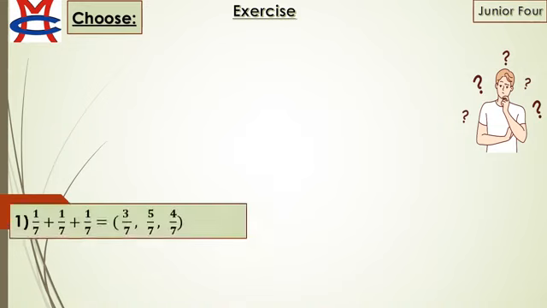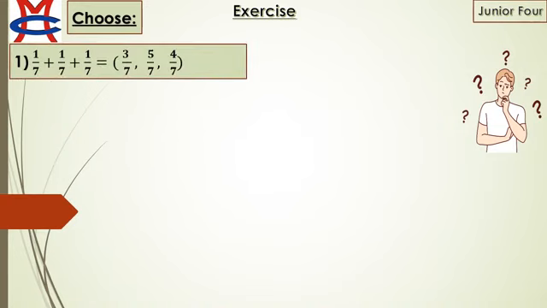We start with choose. Number 1, 1 over 7 plus 1 over 7 plus 1 over 7. We want to add the following fractions. You know that if we want to add fractions, we must have the same denominator. So we have the same denominator, which is 7. Now we can add the fractions. We add only the numerators, and we write the same denominator. So 1 plus 1 plus 1 equals 3, and we write the same denominator, which is 7. So the last answer is 3 over 7, 3/7.